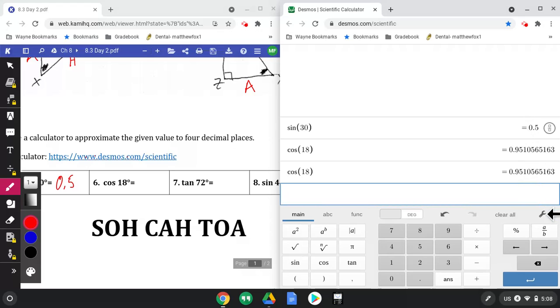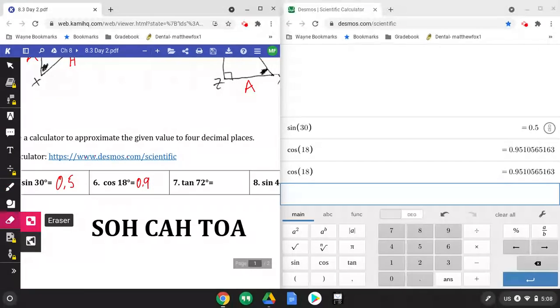Okay, so this one to 4 decimal places would be 0.95, and then it's going to be 1, 1. Now, some of you might be wondering, why is it 1, 1? Because it says 1, 0. But if you look here, 1, 0, 5. The next one is 5 or greater, so we round up: 0.9511.